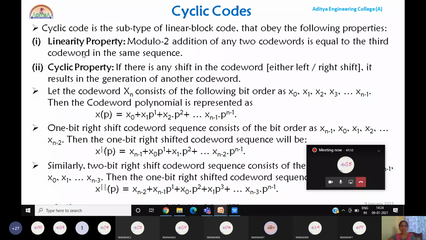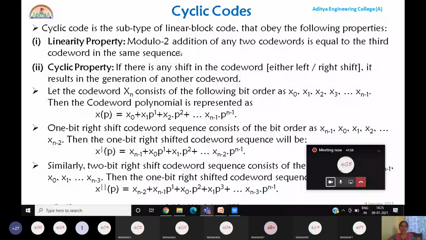Okay, the first property is the linearity property. It is the same as that of linear block code. The linear block code also obeys the linearity property. So what is a linearity property? Modulo 2 addition of any 2 code words is equal to the third code word in the same sequence. This first property is the same as that of the linear block code.